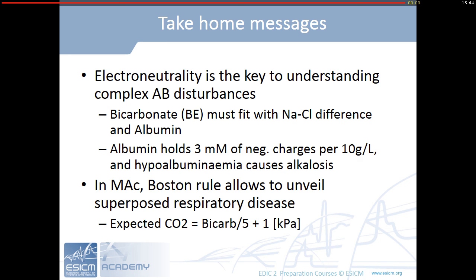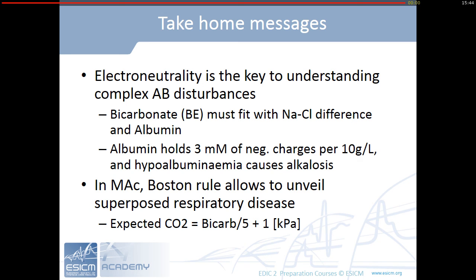You will have enough time to practice tomorrow during the CBA exams. I just want to conclude with this slide: if you start using electroneutrality and our rule-of-thumb equations, it will help you to understand complex diseases. So, in brief recapitulation, look at the sodium and chloride difference. If it's far from 40, there is a hyperchloridemic acidosis or hypochloridemic alkalosis, regardless of bicarbonate level.